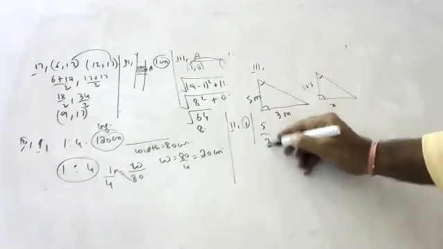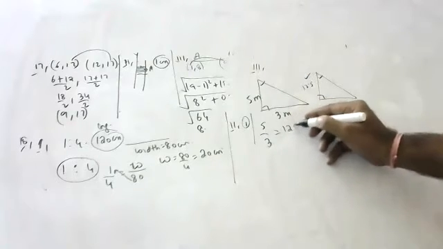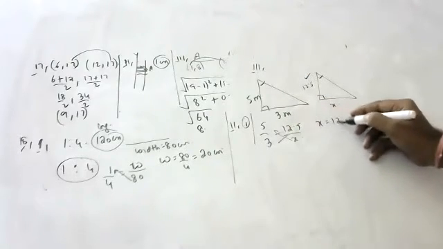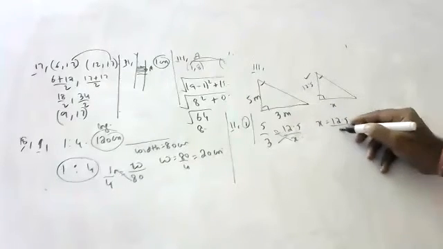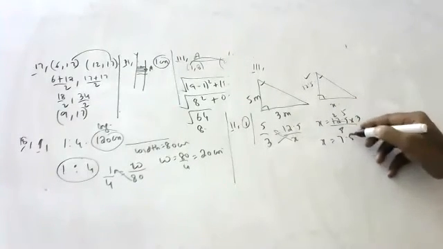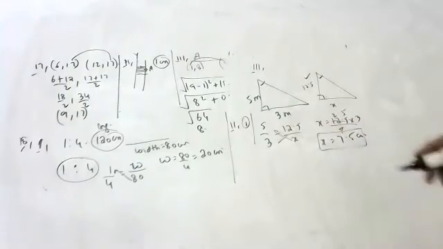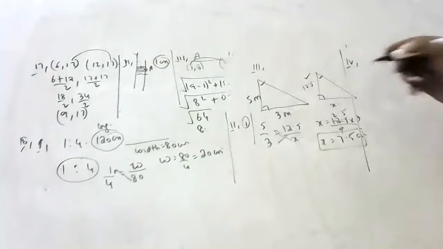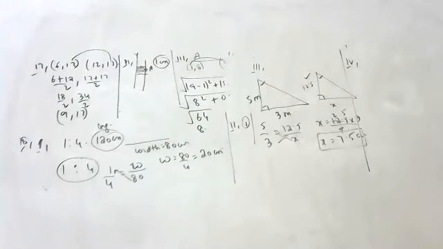So 5 by 3 is equal to 12.5 by x. Cross multiplication: x is equal to 12.5 into 3 by 5, which is 7.5 centimeters. Is it there, children? Yes, sir. Third option. The third option, children. Next, go to the fourth question, all of you, please.